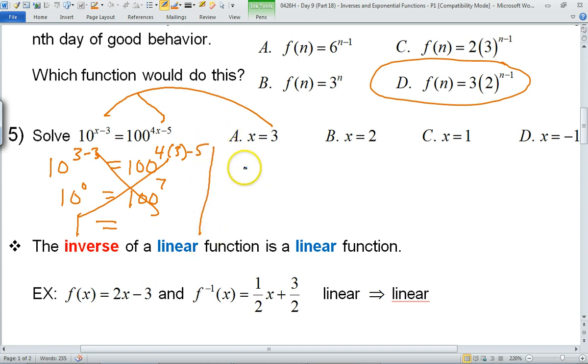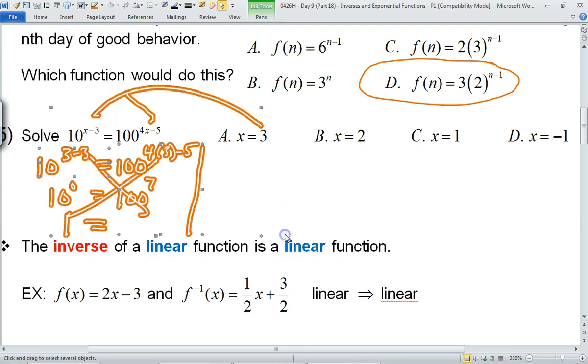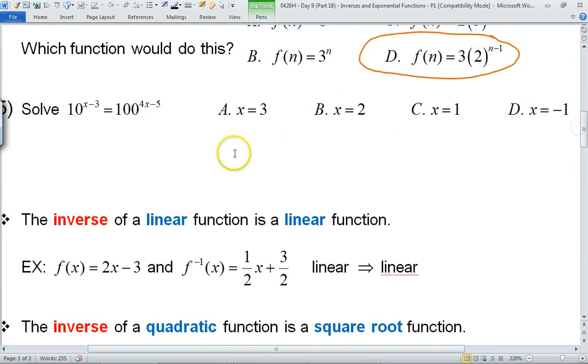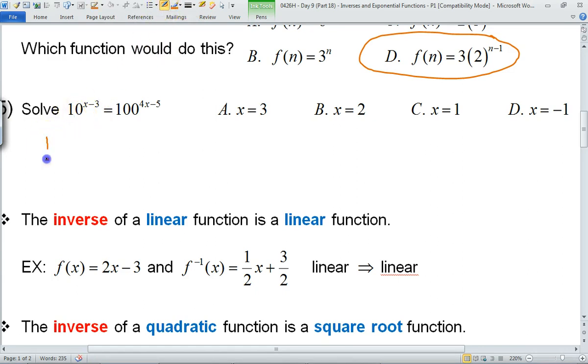But I'm going to start doing it properly now. Here's how you're actually supposed to solve this problem. Remember what Anoop was telling me earlier: I need the bases to be the same. So I've got 10 to the x minus 3 power. How could I write 100 as a 10 and a power? I could write 100 as 10 squared.